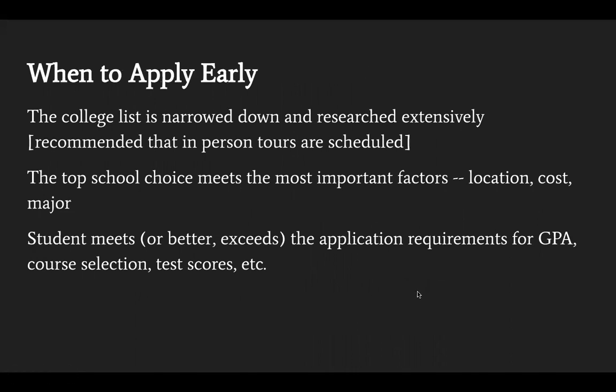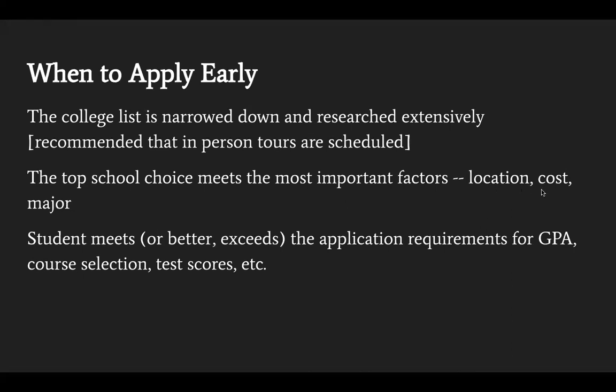Okay. And you can see my notes here. I already went over this a little bit, but when to apply early, these are my notes here. Only when your list is narrowed down, only when you know that that is the school that you want to go to. The top choice meets the most important factors, okay? While cost is the reason why students can get out of a binding early decision contract, cost should still be considered before applying early decision.